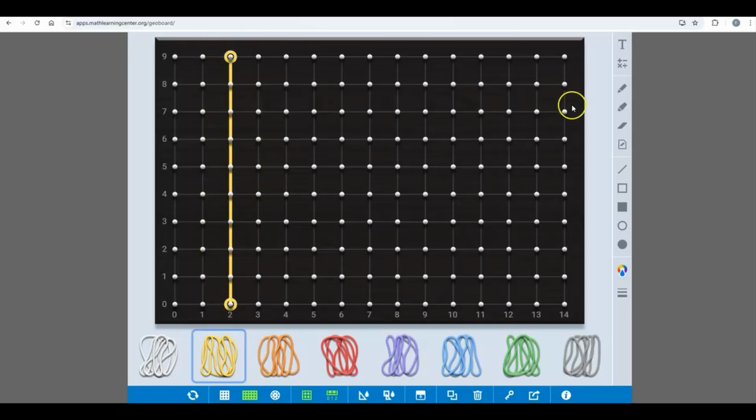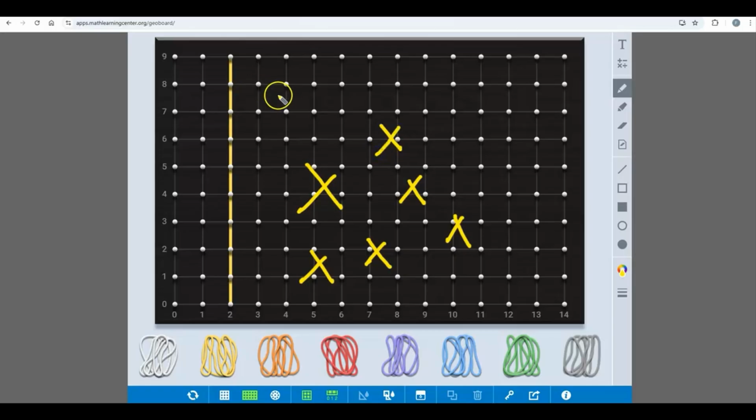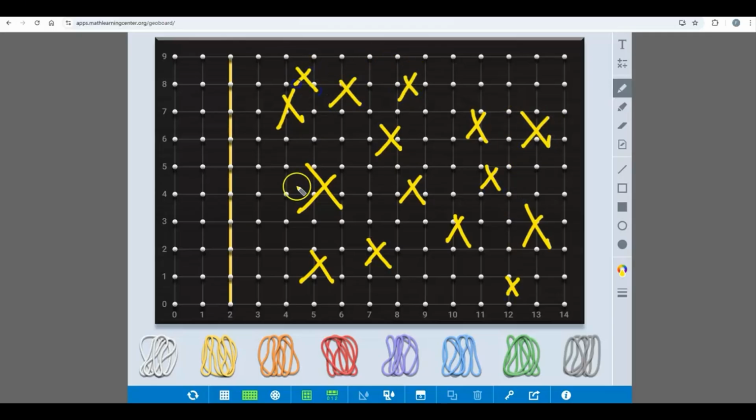and shade the region to the right of this line because all coordinates to the right of this line would have an x value greater than or equal to 2. So we are going to use yellow and shade to the right of this line. Our second inequality is y greater than or equal to 1.